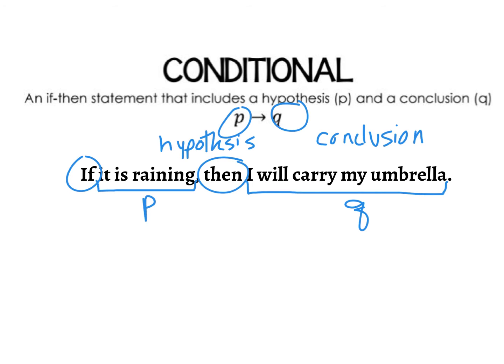If and then are the things that allow me to figure out what's a condition and what's a conclusion. What's the hypothesis, which is P, and what's the conclusion, which is Q. So everything right after if is P, or the hypothesis. Everything after then is Q, the conclusion.